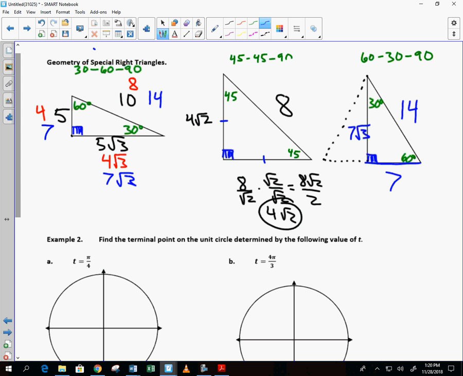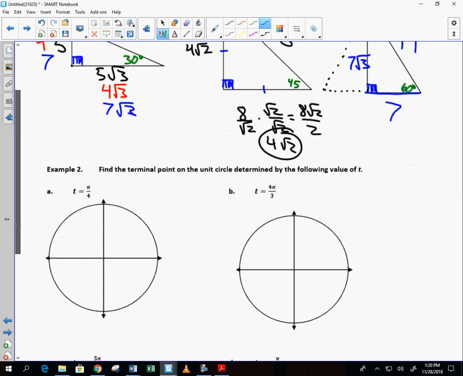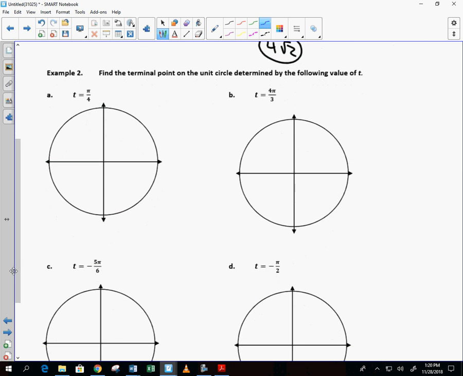Hopefully that's a nice little review of what you learned in geometry, your relationship between your 30, 60, 90, and 45, 45, 90 triangles. This will now allow us to find the terminal points on the unit circle for the determined angle value of t. So what the heck does all that mean? We're going to walk you through together, and it's going to be no big deal.